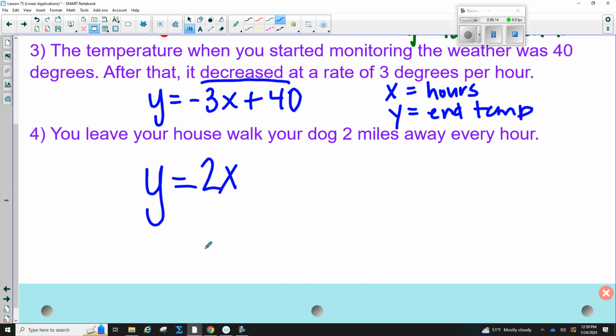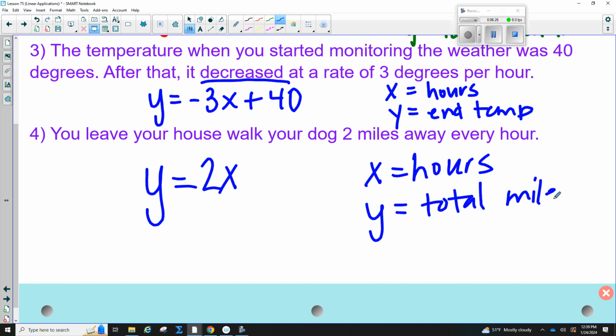I don't know. But what would x be? No, it doesn't say, but it doesn't really matter. X is hours. What is y? It's like the total miles that you walked. So I guess it doesn't matter if you return, I don't know. But there you go.